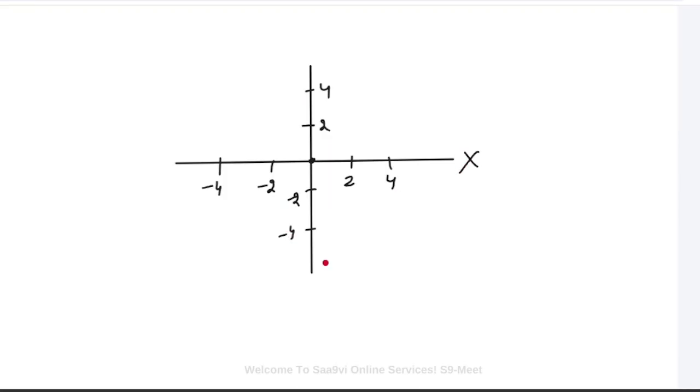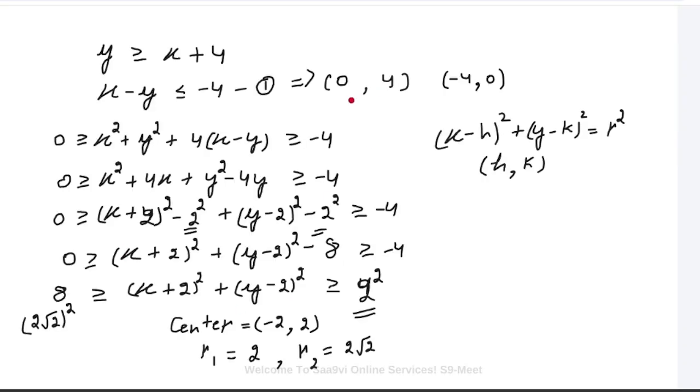This is the XY plane. This is the origin. This is the x-axis: 2, 4, -2, -4, and 2, 4, -2, and -4 on the y-axis. This is our x-axis and this is our y-axis. Now, first of all, let's draw the line. For the line we have the points (0, 4) and (-4, 0).